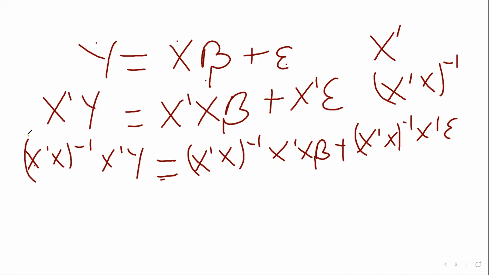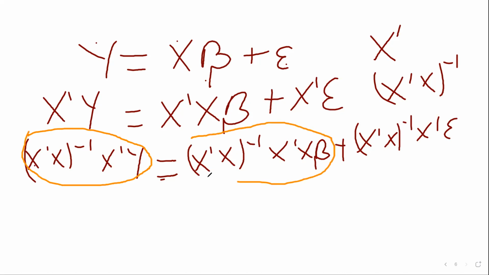The first part is this one here. The second part is that one there. And the third part is this one here. Now, the third part is very important because there is an epsilon there.